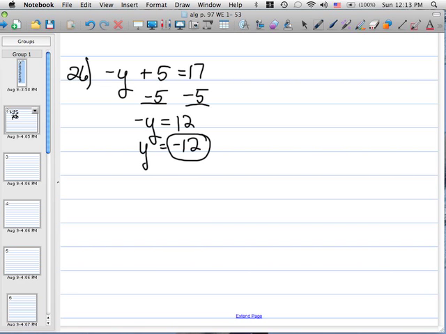So if you have a problem like this that says the opposite equals something, then the number you're looking for is the opposite of what it equals. And you can check it out. The opposite of negative 12 is 12. 12 plus 5 is 17.